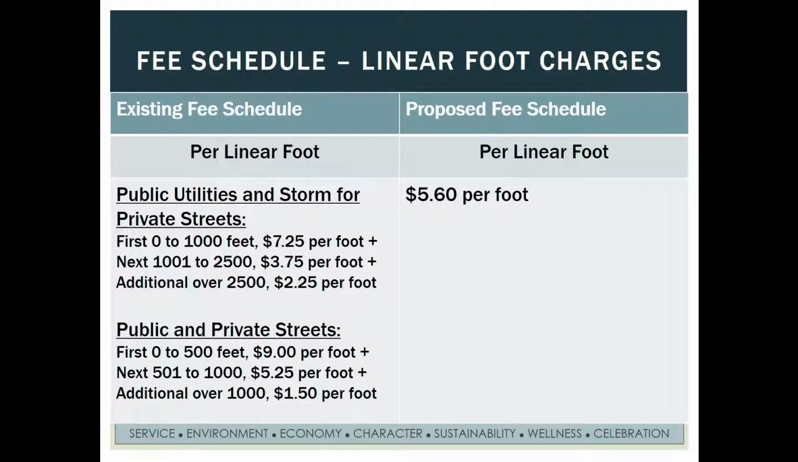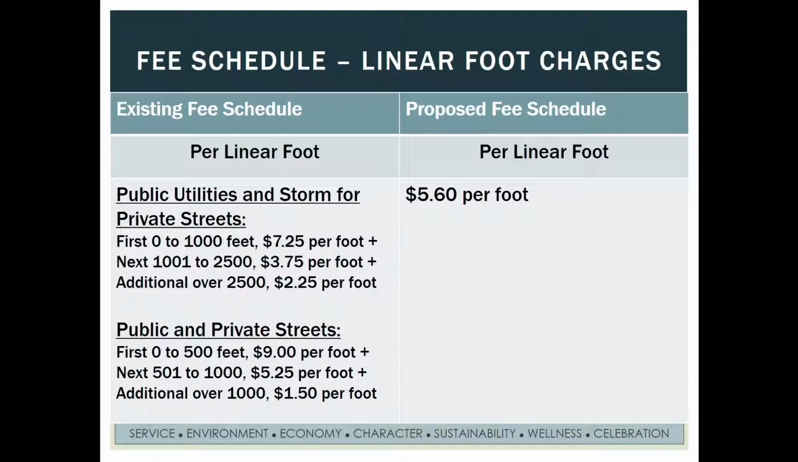Okay, so the second component of the fee schedule. The current fee schedule on the left shows a per linear foot charge, and it actually has a lot of different elements to it, the way it's written now. There's a different fee for utilities and storm systems within private streets, and a different charge on the bottom for public and private streets.